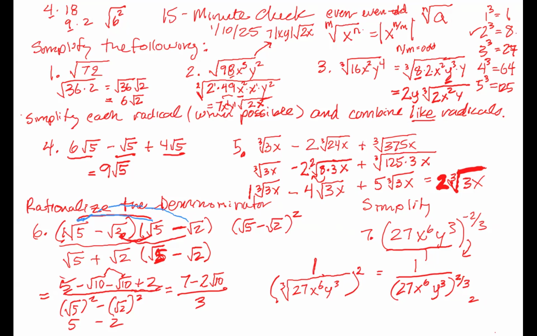The cube root of 27 is 3, exactly. So if I take the cube root, 3 x to the second, there were 2 groups of x to the 3rds, or you can just think 6 divided by 3. And there was 1 group of y's. So that would leave me with y to the 1. But notice we still have this square thing we have to take care of.